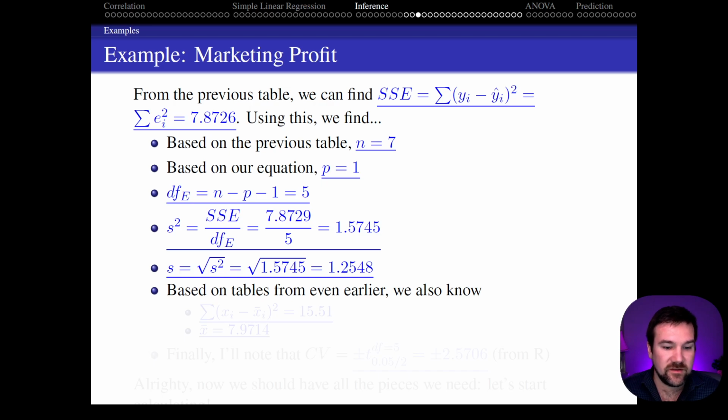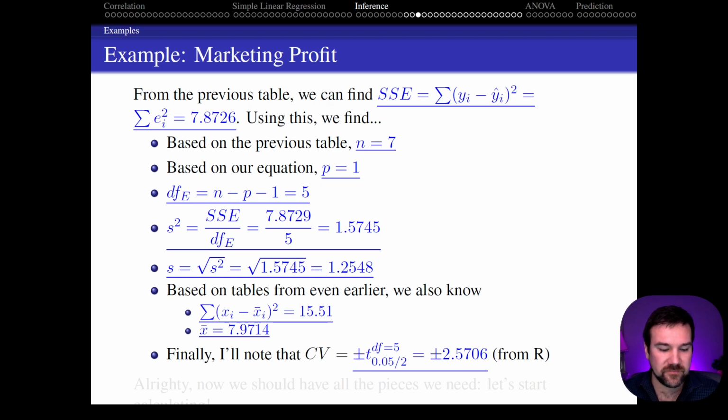All right, so based on the tables from way back in correlation, I also get that my sum of x minus x bar squared, which again is oddly often used, is 15.51, and x bar is 7.9714. Last but not least, I'm going to go get my critical value from tables or R.